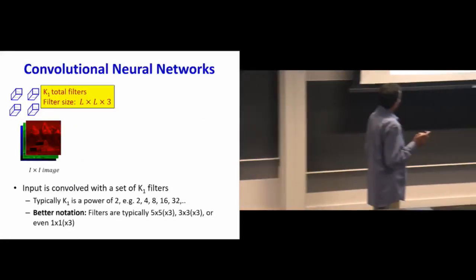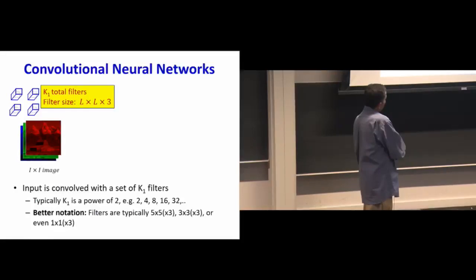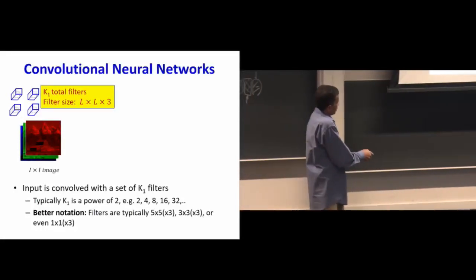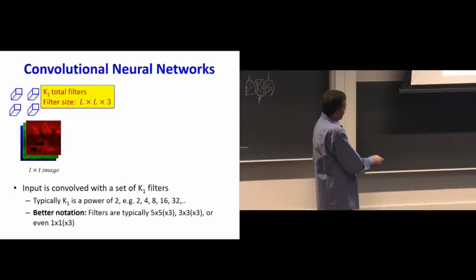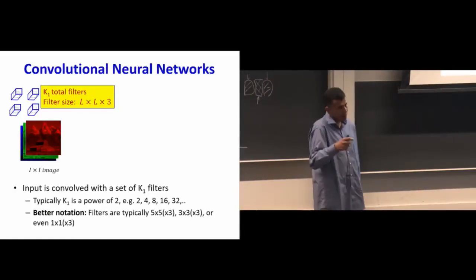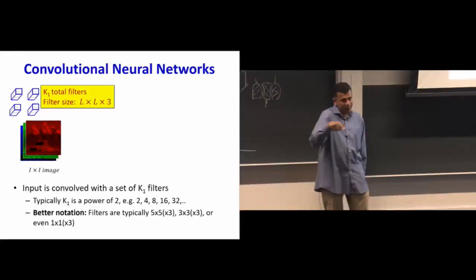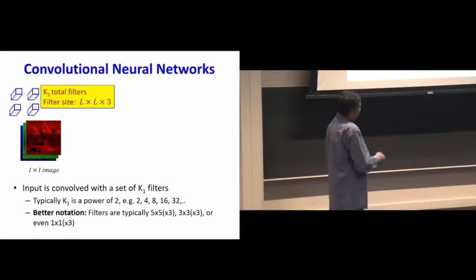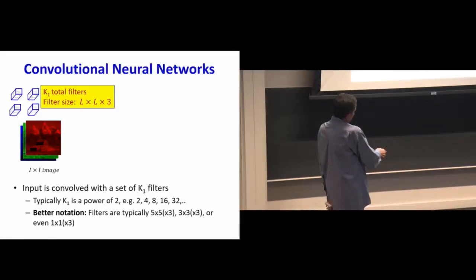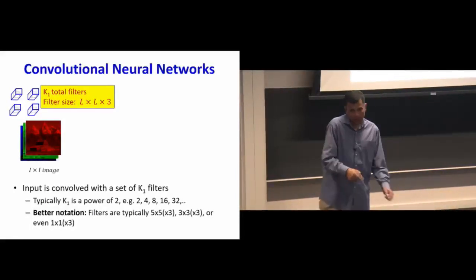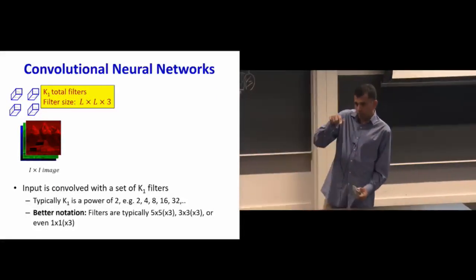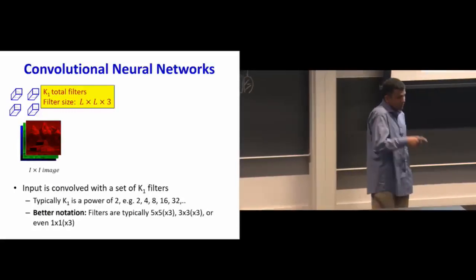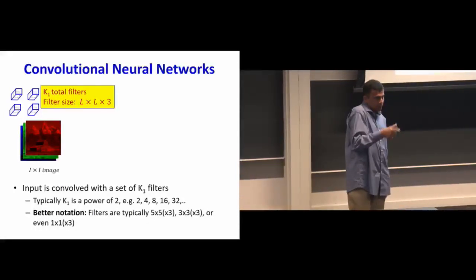So here's what we get. You get an input that's convolved with a set of K1 filters. And here's a better notation. Instead of 5x5, I'm going to say 5x5x3 to indicate the fact that there are actually 3 planes stacked one above the other, right? So the filter is actually a cube. That's what this represents. A 3x3x3 means that it's 3x3 spatially, and it's got a depth of 3. Or even a 1x1 is actually a 1x1x3. It's got a depth of 3, right?